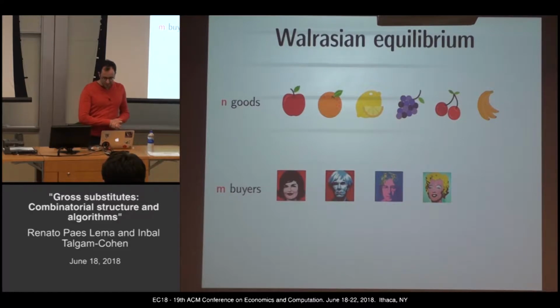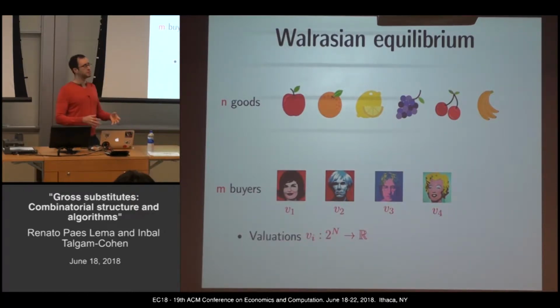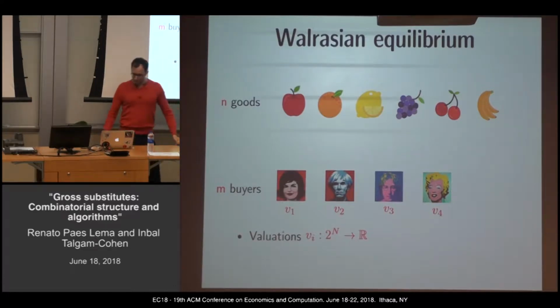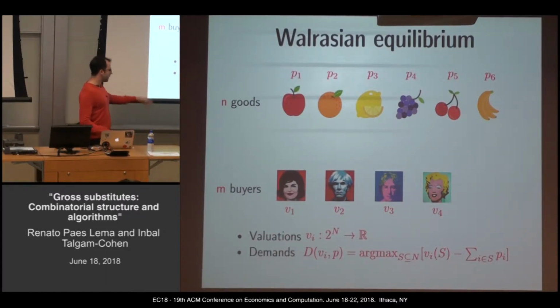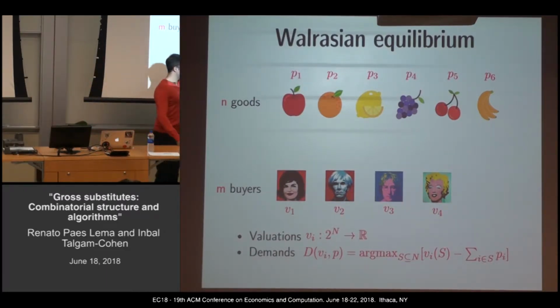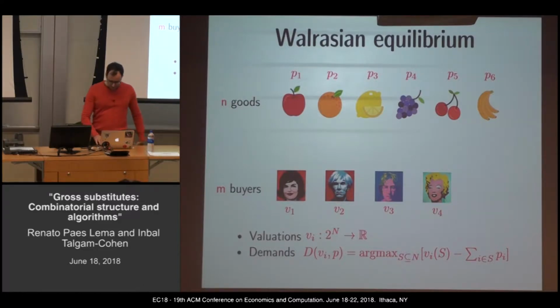All right, so what's Walrasian equilibrium? This is a very old notion, which captures what it means for a market to reach equilibrium. A market is just a set of buyers and a set of goods. The buyers have valuations, which are just functions that map subsets of goods to some value. If I put prices on the items, so every item has a price, the buyers have demands, which say their favorite bundle under those prices.